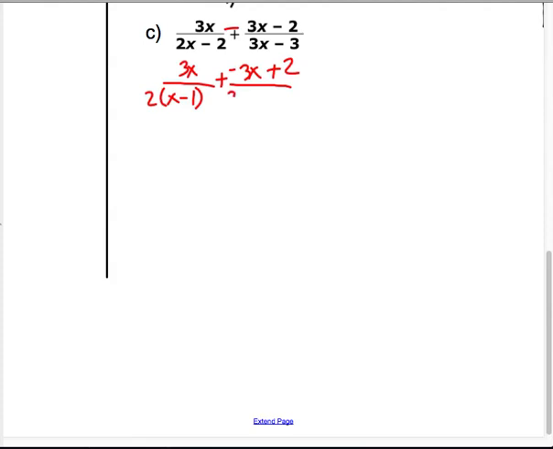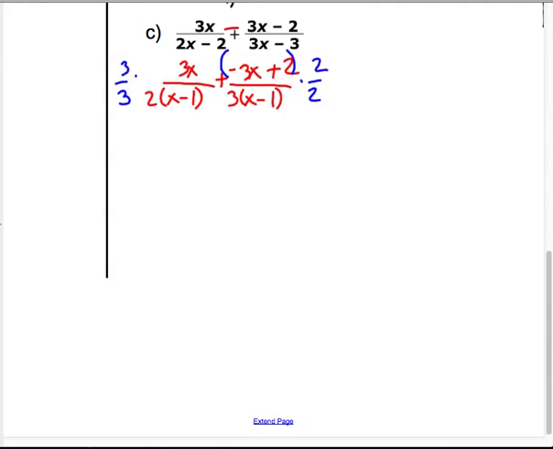So factoring my denominator, I get 3x minus 1. So I have a common factor in each denominator. But I do have a piece missing. In the first one, I'm missing a 3. So I'm going to multiply by 3 over 3. And in the second one, I'm missing a 2. Make sure you distribute that 2 through everything in the numerator before you combine like terms.